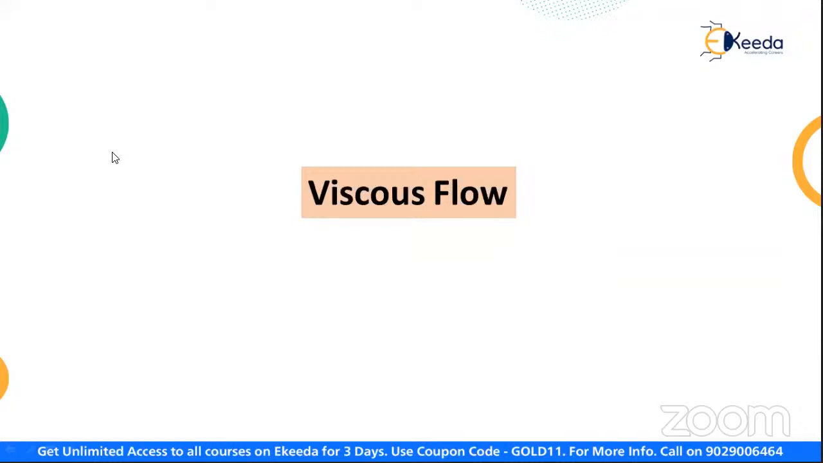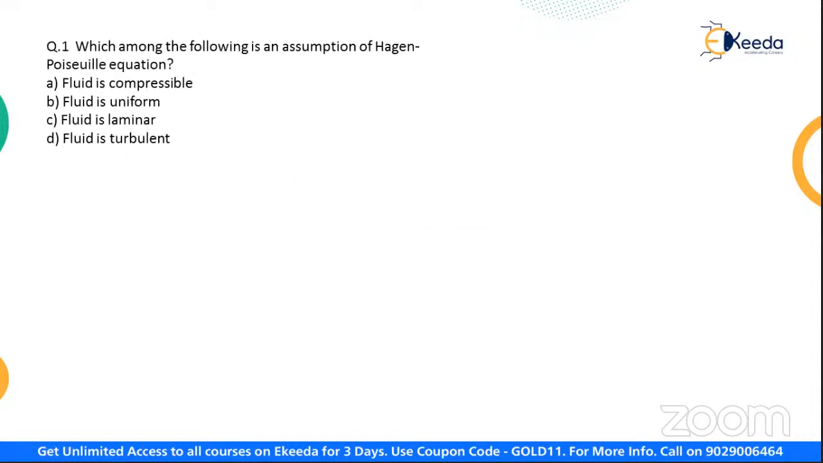So moving on to the next type of question, that is for the viscous flow. So the first question is on the Hagen-Poiseuille equation. Which among the following is an assumption of the Hagen-Poiseuille equation? Now this Hagen-Poiseuille equation is used to calculate the pressure loss in the pipe.